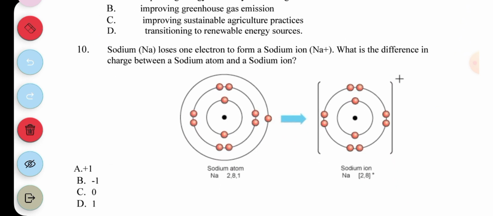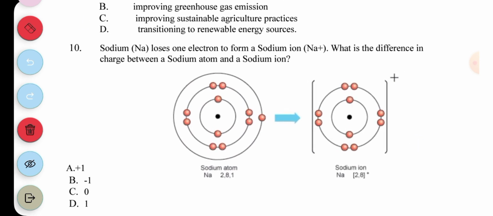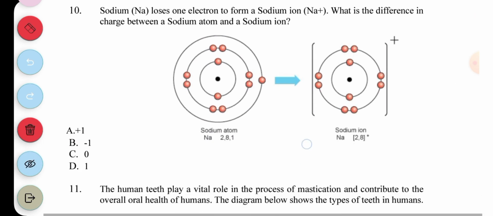Question 10. Sodium loses one electron to form sodium ion. What is the difference in charge between a sodium atom and a sodium ion? And the answer to question 10 is A. Because sodium has one electron on the outermost shell, it loses it so that it gains a +1 charge.